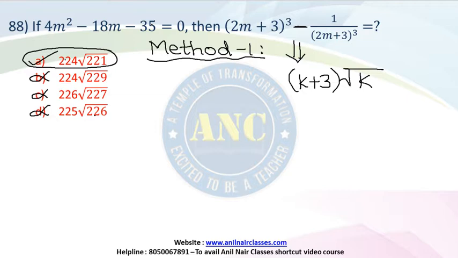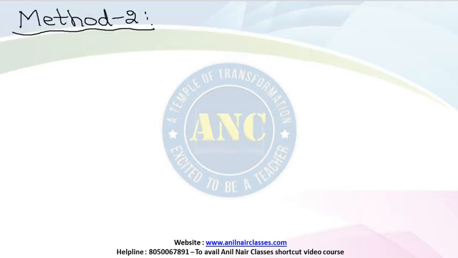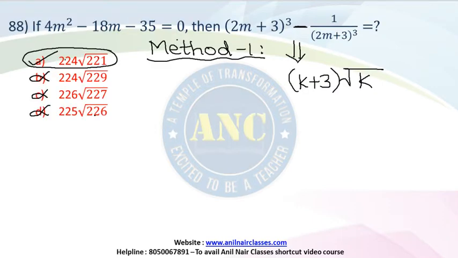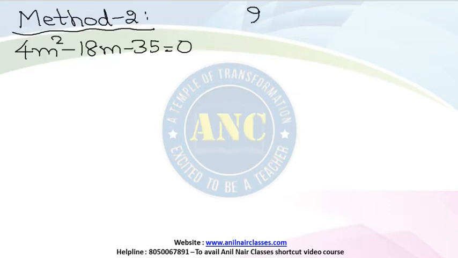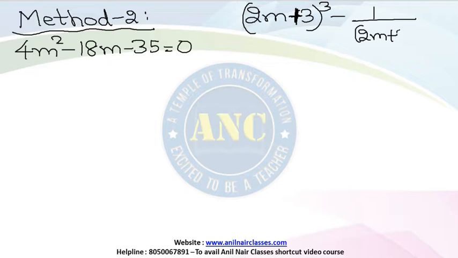The question says 4m square minus 18m minus 35 equal to 0. What they are asking you to find is 2m plus 3 whole cube minus 1 divided by 2m plus 3 whole cube. So this value they are asking you to find.